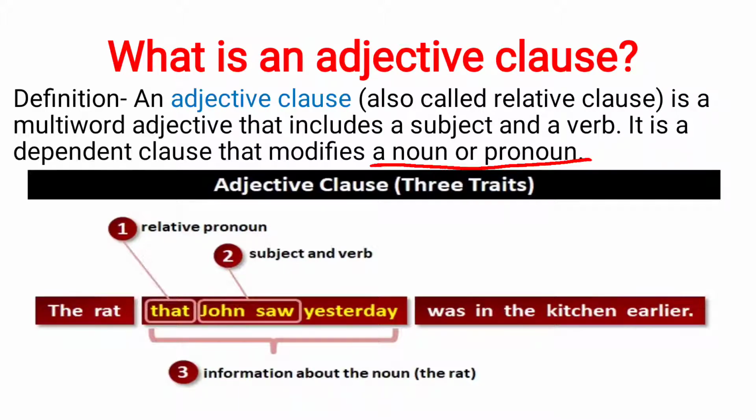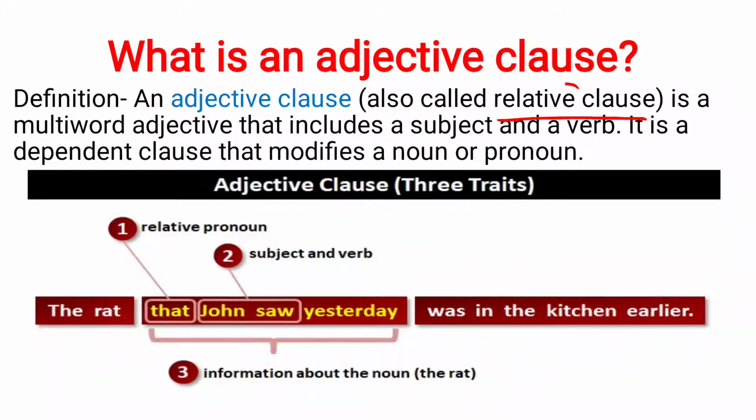We already know a clause is a group of words which has a subject and a verb. And what is an adjective? Adjective means describing words. So, an adjective clause is a group of words which has a subject and a verb and which acts like an adjective, or you can say which describes our noun or pronoun, that is, which gives us extra information about the noun or pronoun.